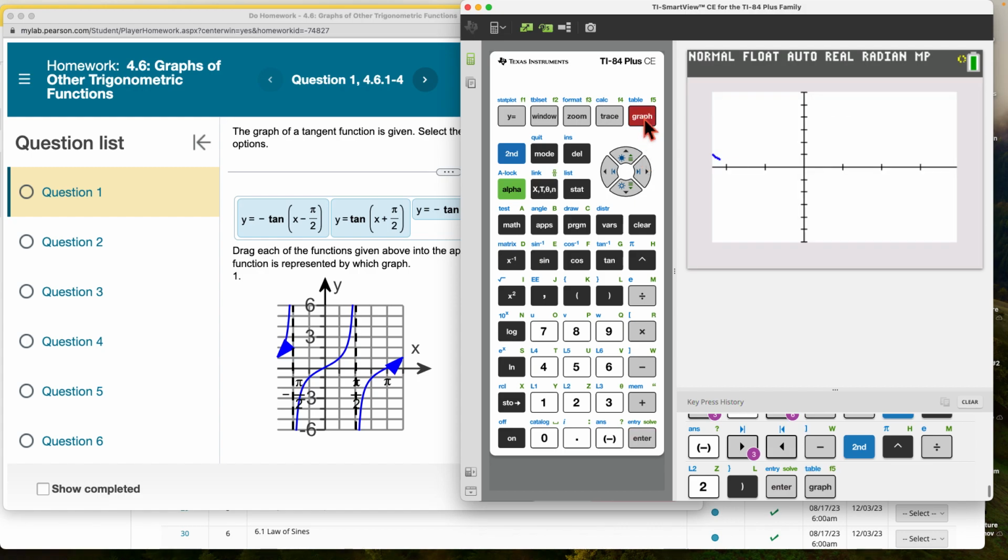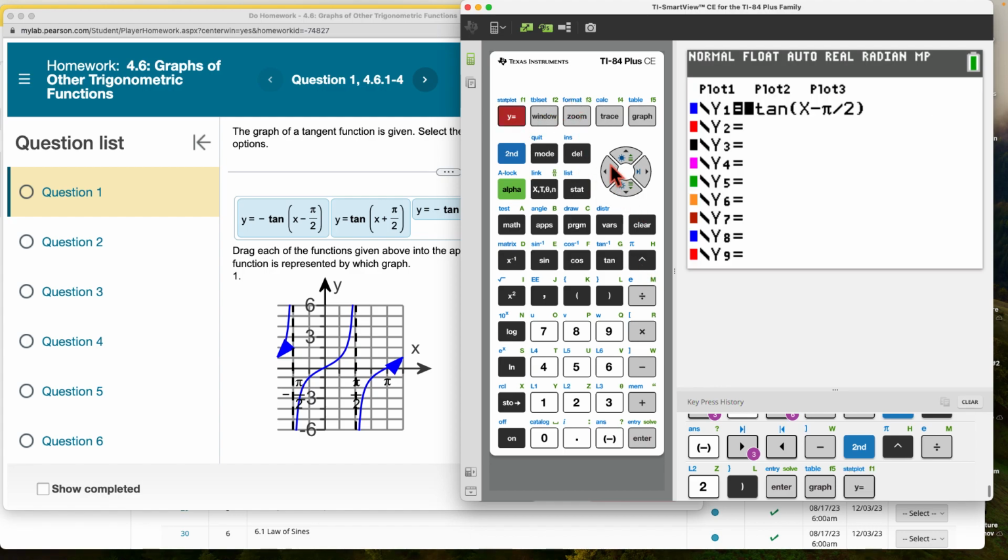So now when I go to graph, this is the actual graph, and that minus pi/2, what should it do to the tangent? Move it in the positive direction by pi/2, and it appears to have done that. Now if you wanted to leave the standard tangent in there, you could also graph it at the same time.